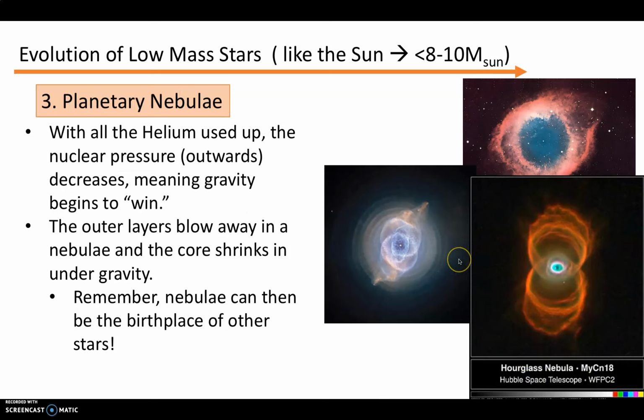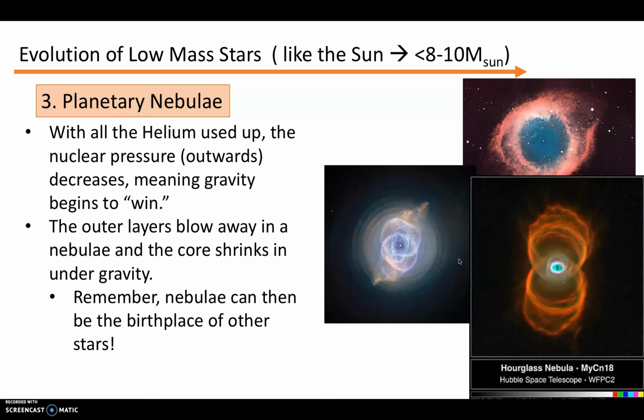The star has expanded outwards so far that once the nuclear pressure decreases, gravity starts to win and pull the star back in. But the outer layers have gotten so far away that they start to poof away from the star, or blow away from the star. And that's usually the radiative zone, the outer edge of the star, not the core area.